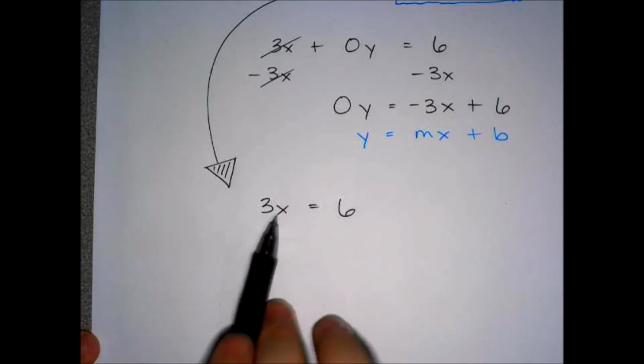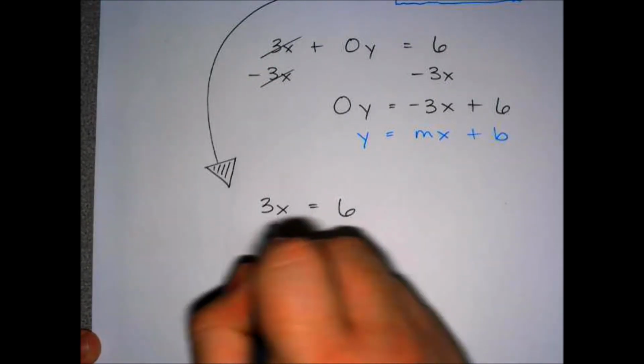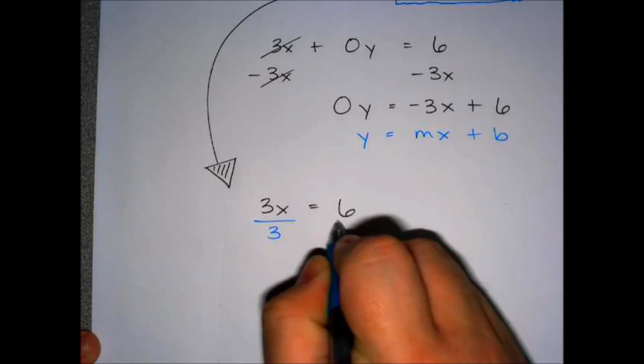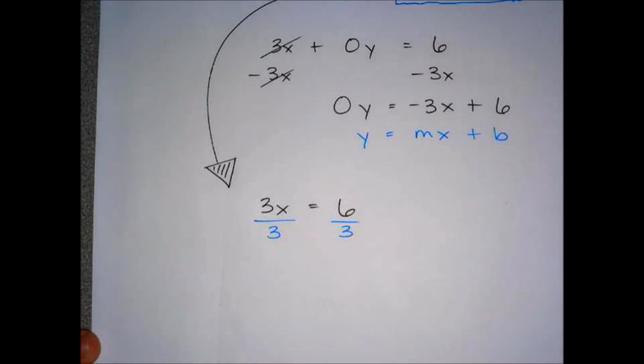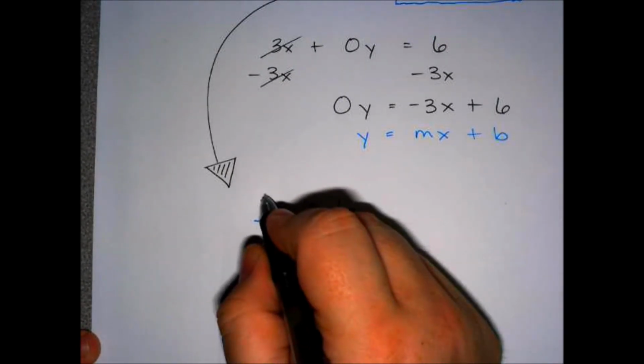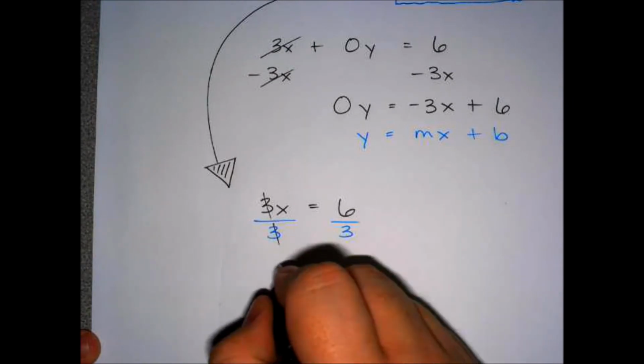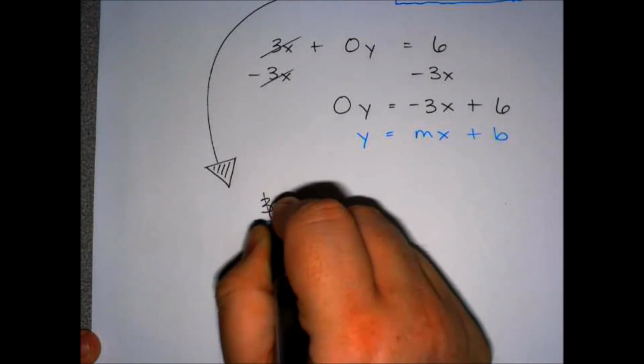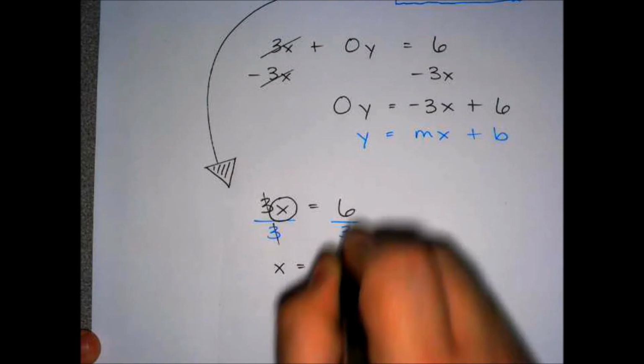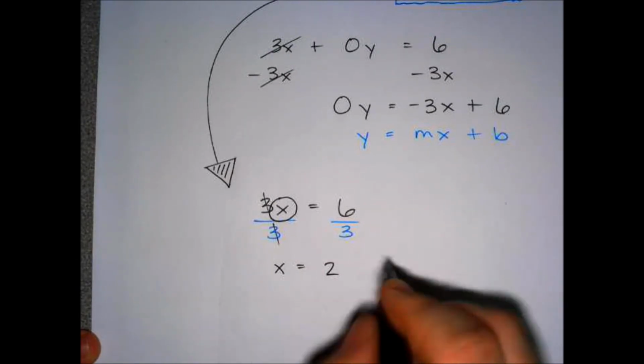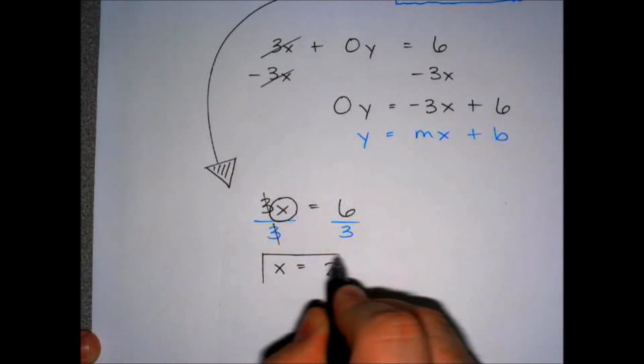Let's try and get x by itself. To do that, we're going to divide by 3. That cancels the 3's. We got x by itself. 6 divided by 3 is 2. Alright, that's what we're looking for.